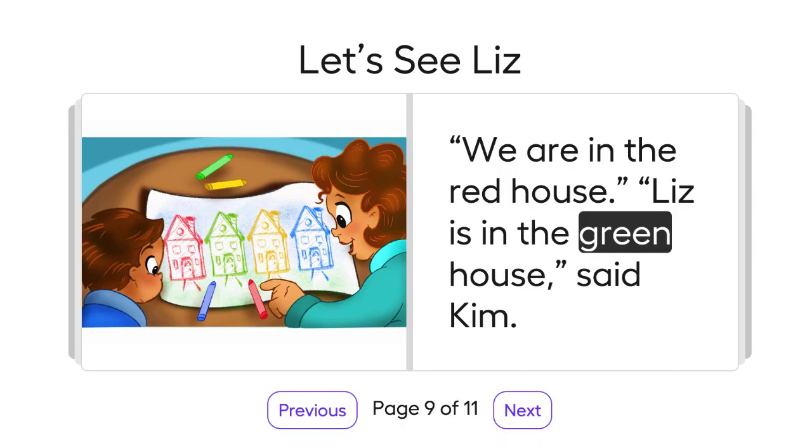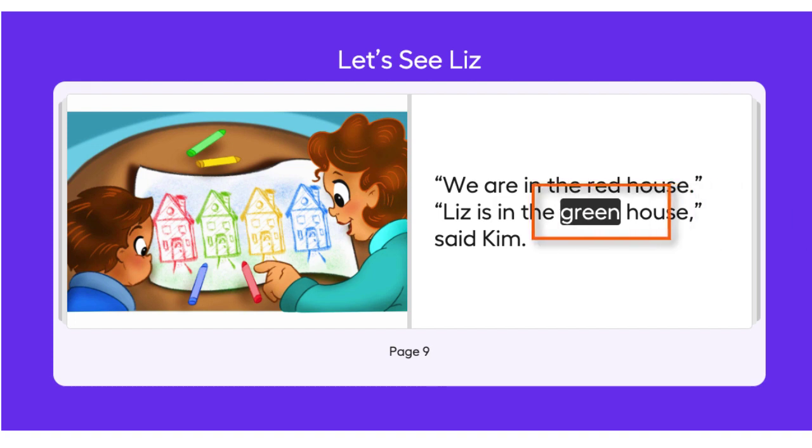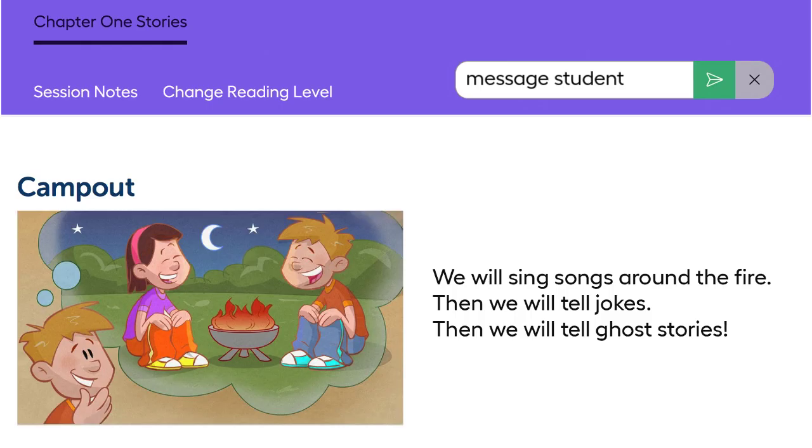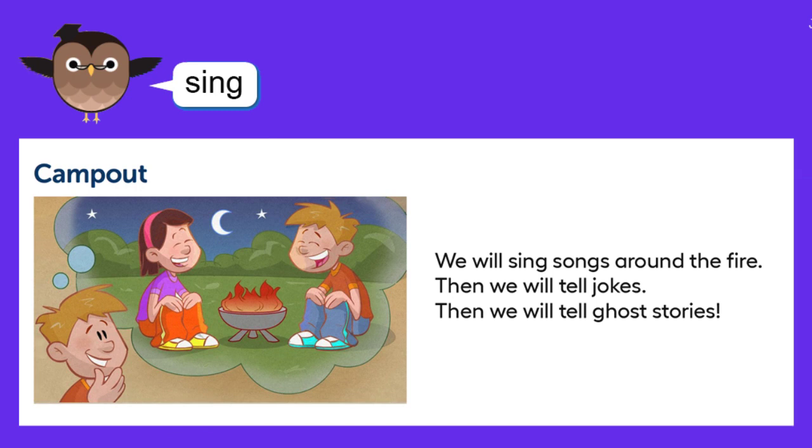As you read, you may want your student to focus on a particular word. You can do this in two ways. First, you can click on a word on your screen, which will highlight the word on the child's view of the page, or you can show that word to your student by typing in the message box. For example, if your student is struggling with the word sing, you can type the word or its individual letters in the message student box and send that word to your student.